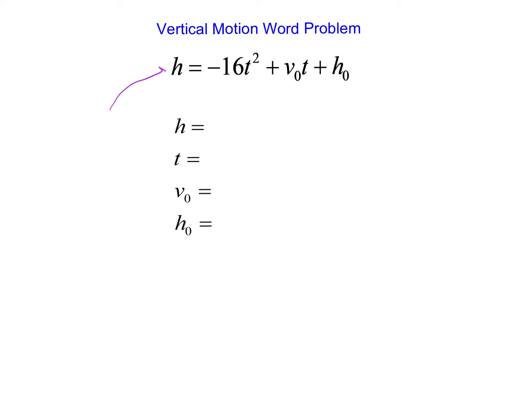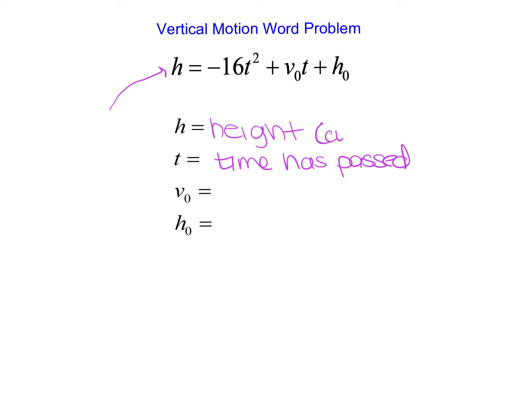So h you want to label as the height of your object, whatever it is. So h is the height at the current time. t is the current time that has passed. So when you look at this equation, h is the height, which is the current height at the current time, and t is the time that has passed. Then this v sub 0 really stands for the initial velocity.